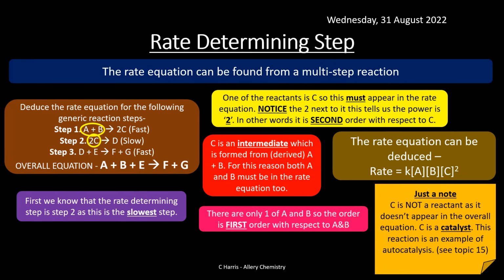You can see that C is not actually a reactant. In the overall equation, C doesn't appear at all. So C is a catalyst in this case. This is an example of autocatalysis, which you'll see later on in this topic. It's not topic 15, obviously we'll get that changed, but it's actually this topic here, so you'll see a bit of autocatalysis later. You'll see a little bit in transition metals as well. This was also done in the old syllabus, so I'll get that changed.